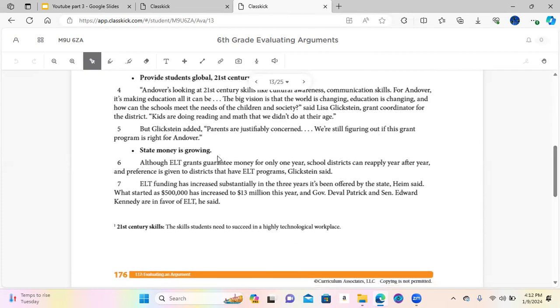State money is growing. Although ELT grants guarantee money for only 1 year, school districts can reapply year after year, and preference is given to districts that have ELT programs, Glickstein said. ELT funding has increased substantially in the 3 years it's been offered by the state, Heim said. What started as 500,000 has increased to 13 million this year, and Governor Deval Patrick and Senator Edward Kennedy are in favor of ELT, he said.